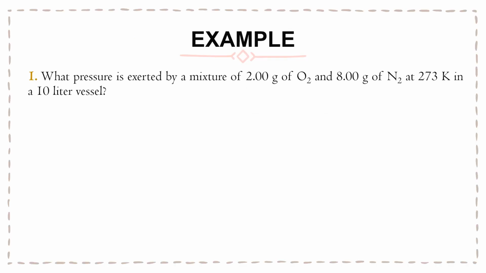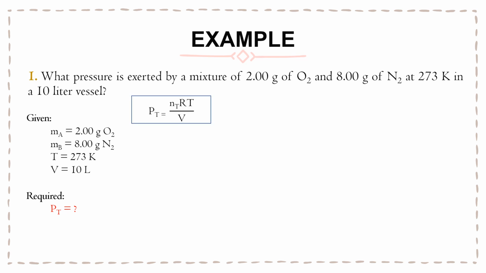For better visualization of that concept, we'll have an example. What pressure is exerted by a mixture of 2 grams of oxygen and 8 grams of nitrogen at 273 Kelvin in a 10-liter vessel? We write the given: the masses of the gases, the temperature and the volume are given, and required is the total pressure. Using the formula, PT is equal to NT RT over V.